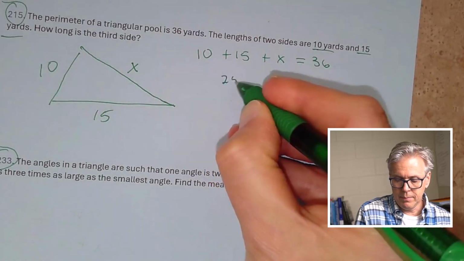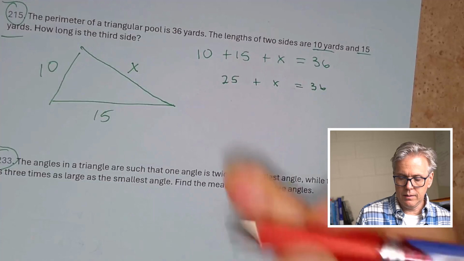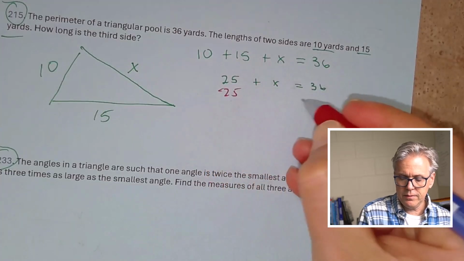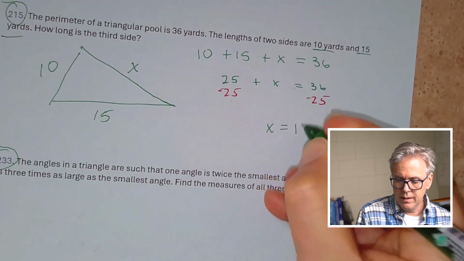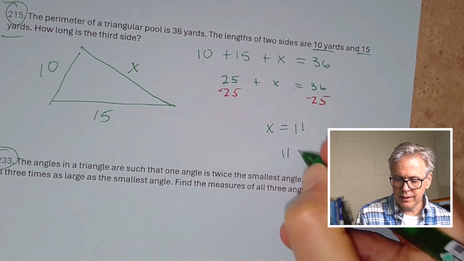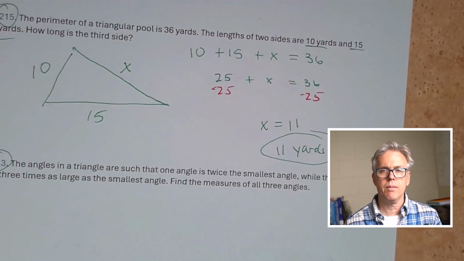So we can combine my like terms. I will subtract 25 from both sides. So 11 yards. Make sure you include units on these when they're appropriate.